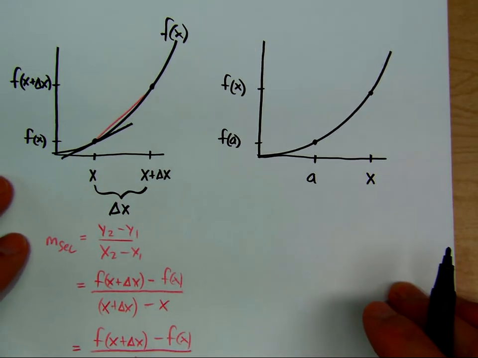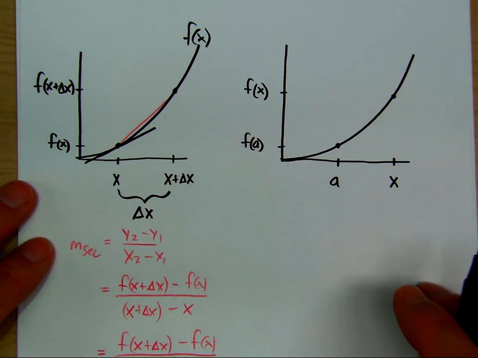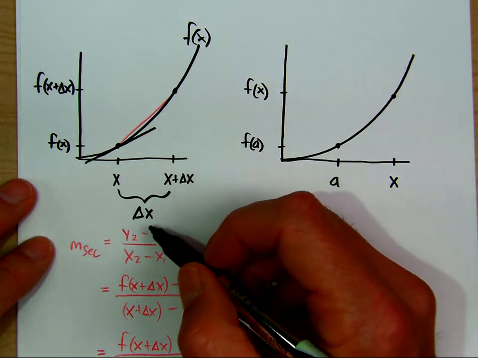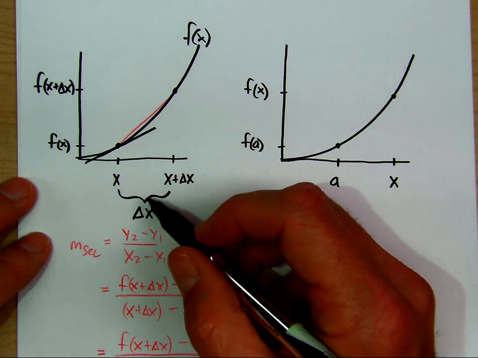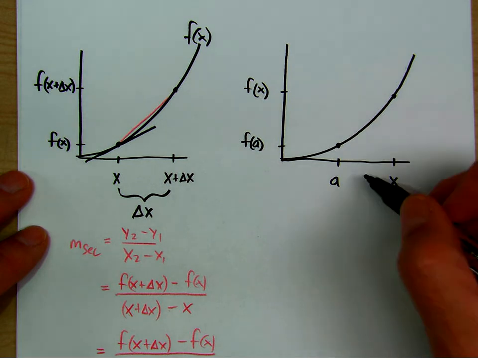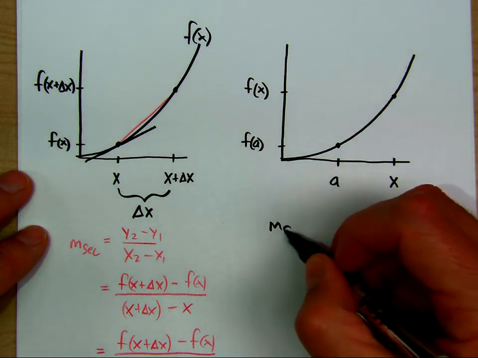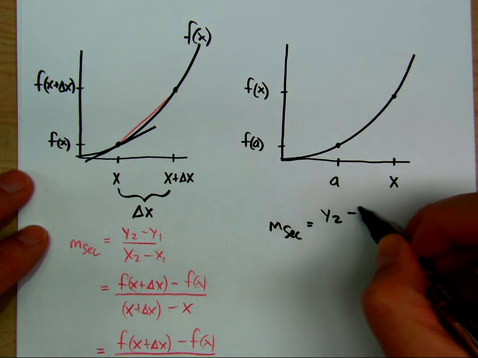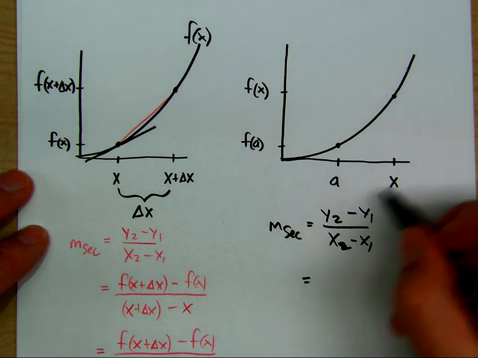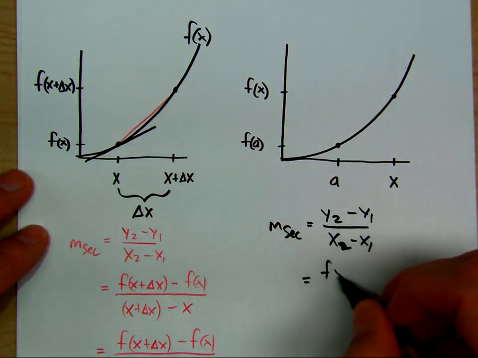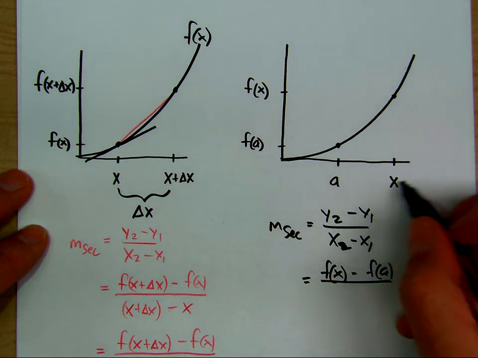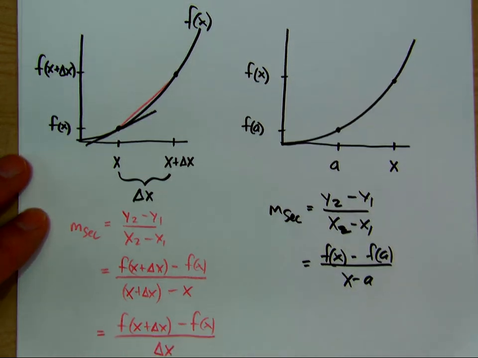We can also use a different setup, and this is a little limited. We can't do one-sided limits or the slope at an endpoint, but over here we can. So we just set it up a little differently. We have the same formula. The slope of the secant line is y2 minus y1 over x2 minus x1. y2 is f of x, and y1 is f of a, and then x minus a. That's the slope of the secant line.